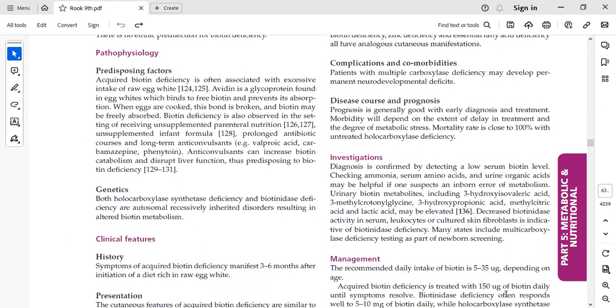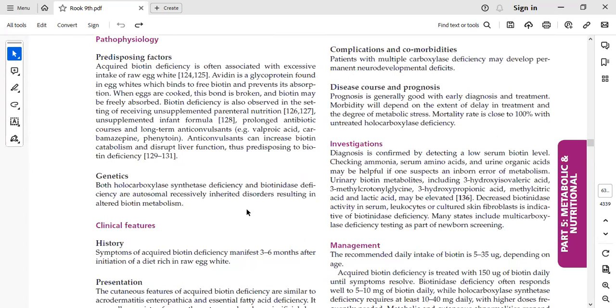Now, the predisposing factors: excessive intake of raw egg white. How? Because the egg white contains a glycoprotein known as avidin, which tightly binds biotin and prevents its absorption in the intestine. When we cook the eggs, this bond is broken, and then biotin is freely available for absorption.